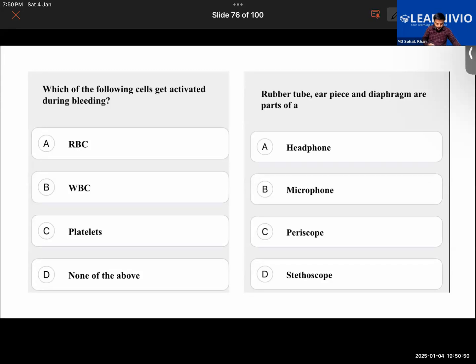Platelets. Very good. Next. Number 2, earpiece and diaphragm are part of the headphone. Repeat again. No, what have we learned in the chapter? Like how the heartbeat works and how a doctor can hear the heart. It is the stethoscope. Good.